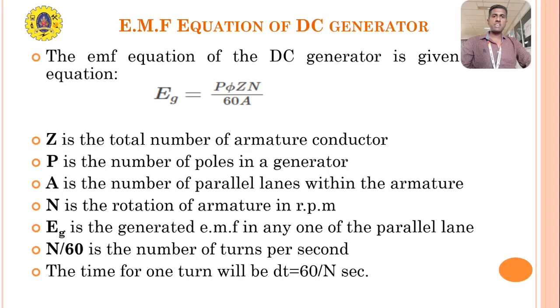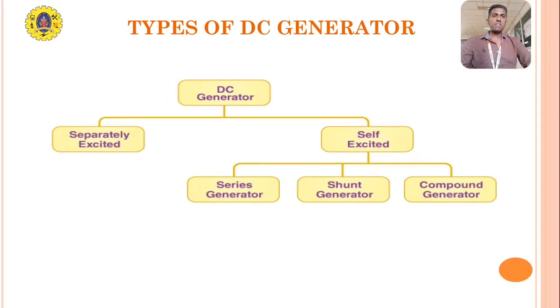So we can say as the number of armature conductors increases, the EMF will be increased, as well as if the rotation, the RPM, increases, the EMF is increased, right? So we'll see a small video and then get back to the DC generator.